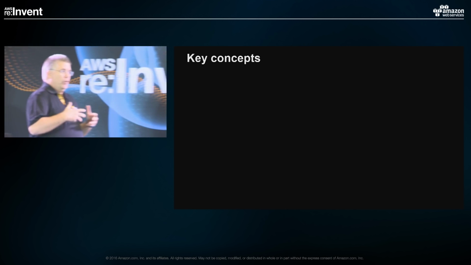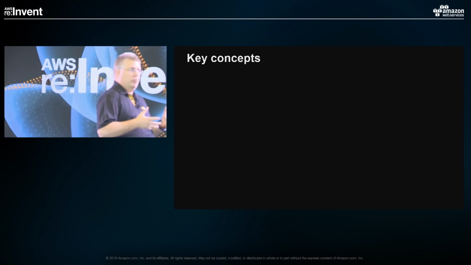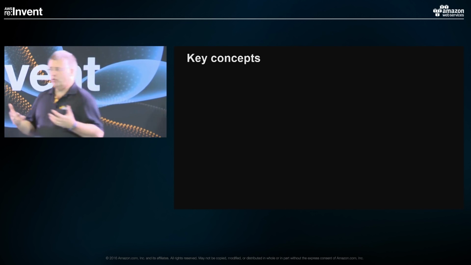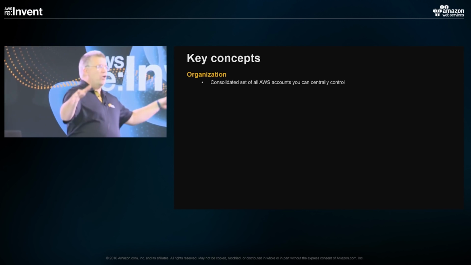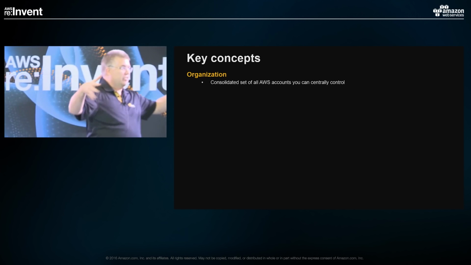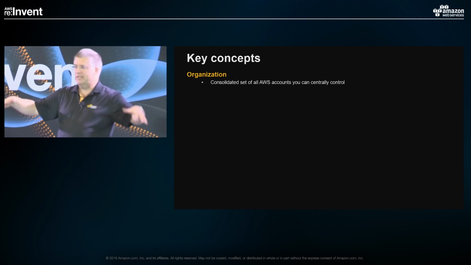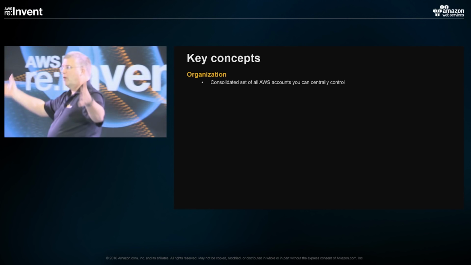Let me walk through these so we are on the same page of the terminology I'm going to be using throughout the presentation, so you understand what I'm talking about later on. Organization, the outer umbrella. It's really your consolidated set of accounts that you want to manage. It's the highest entity of what you have, and it's really a bubble that everything lives under.